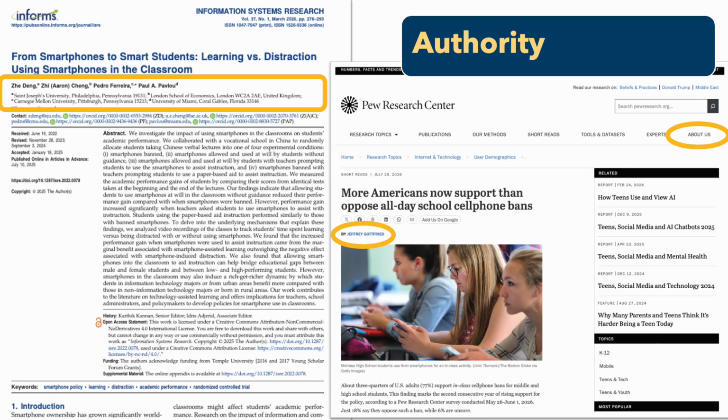First, let's look at authority. Because the internet is an open forum where anyone can share information, it is important for you to know if your sources are authoritative. Authority can be subjective, meaning that anyone can be considered an authority, depending on the topic.